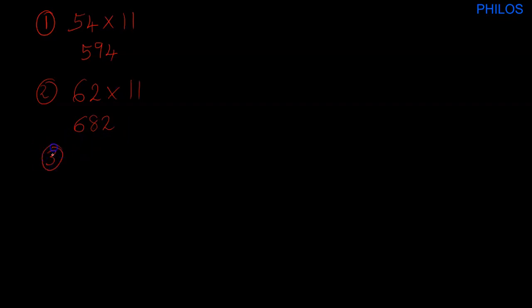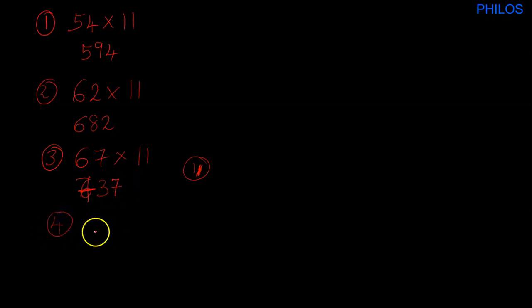Example 3. Let's say 67 times 11. You write the first digit, which is 6. Write the last digit, which is 7. When you add the 2 digits together, you get 13. You can write this 13 here. So what you need to do is write only the 3. Then the remainder, which is 1, you add it to 6 to give you 7. So the answer for 67 times 11 is 737.